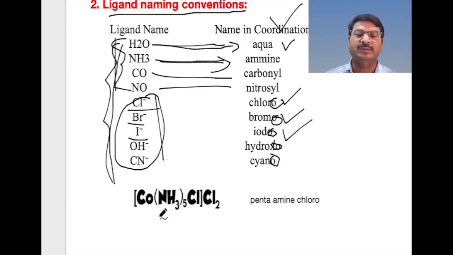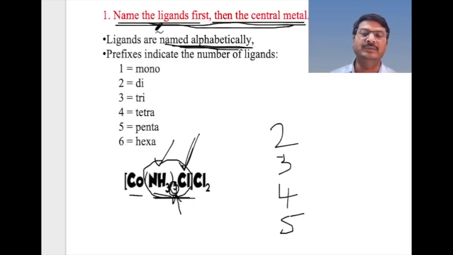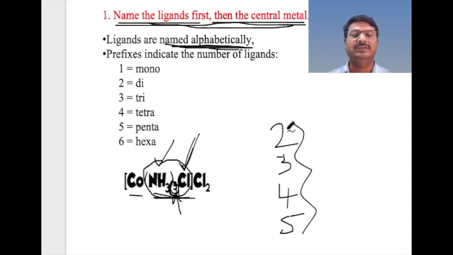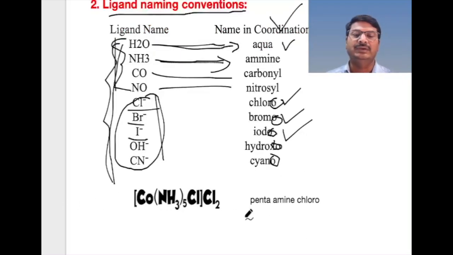So when you come to this example, you write pentaamine chloro. A total of 5 ammonia molecules are there, so you write pentaamine, and 1 chlorine is there, so you write chloro. Pentaamine chloro. First you have to write the ligand names. If there is more than one type of ligand, you write them in alphabetical order. If the number of ligands is more than one, before it you write the prefix: for 2 you use di, 3 tri, 4 tetra, 5 penta, 6 hexa, like that. And according to that you write the ligand name.